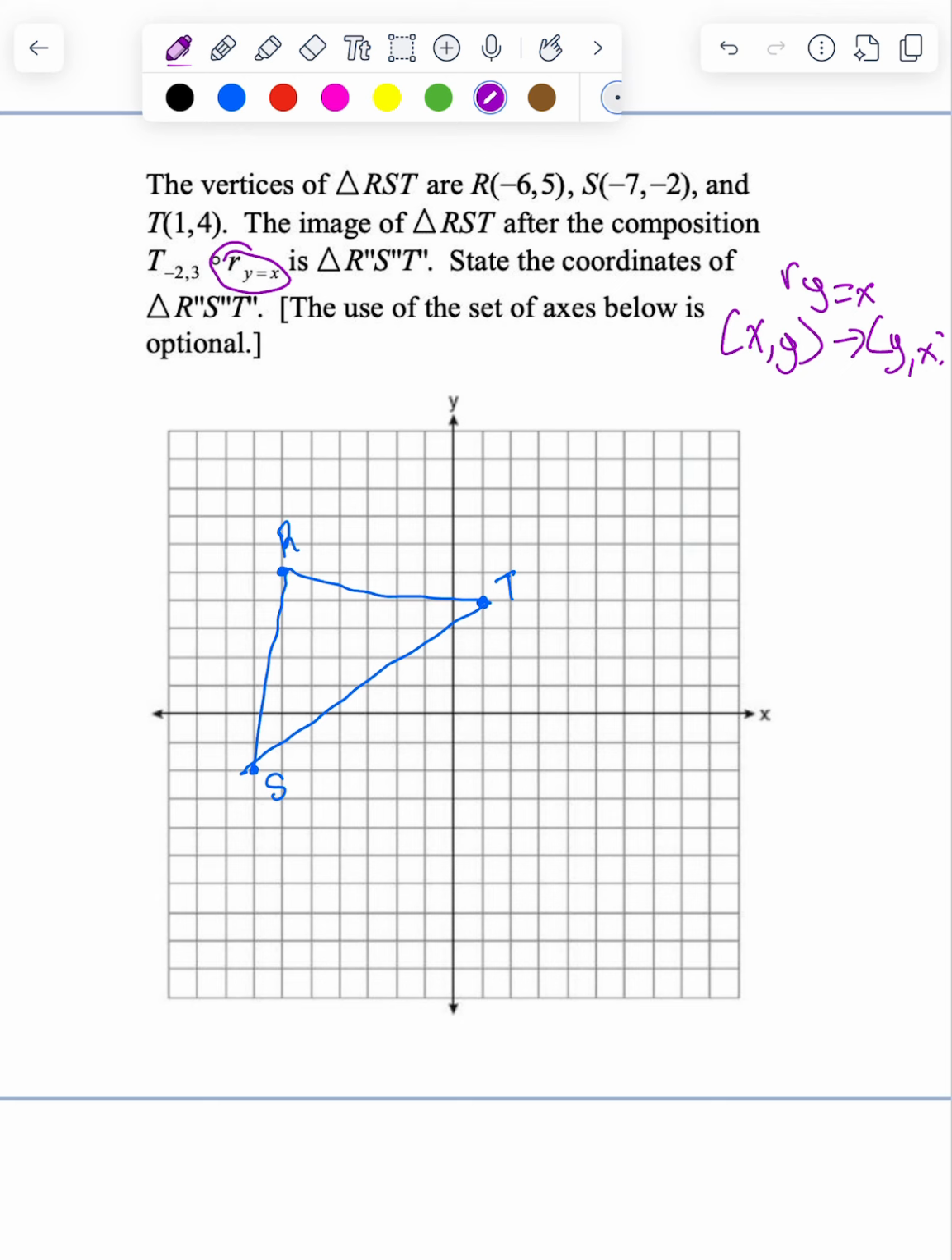So the coordinates of point R was negative 6, 5, so it's going to become 5, negative 6. The coordinate of S was negative 7, negative 2, so it's going to become negative 2, negative 7. And the coordinate of T was 1, 4, so it's going to become 4, 1.